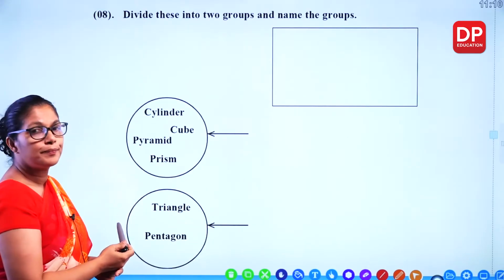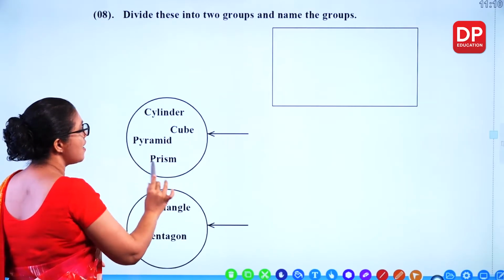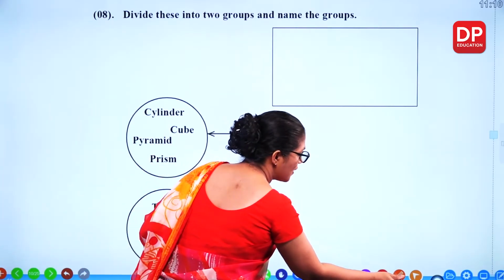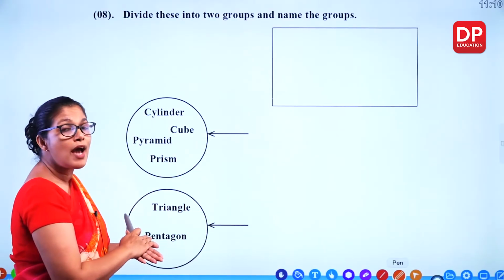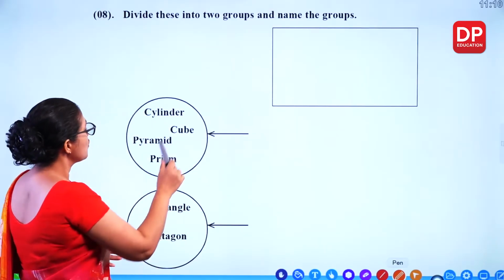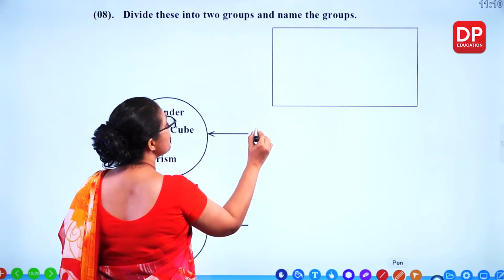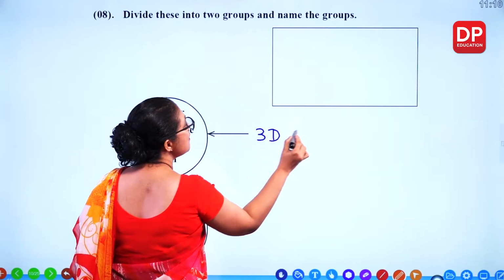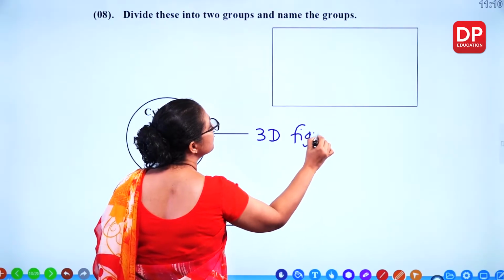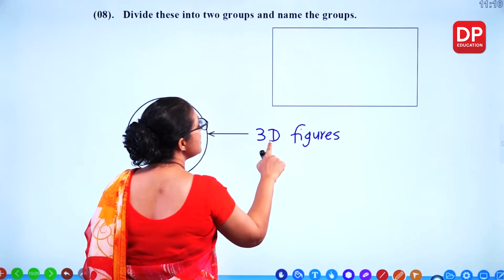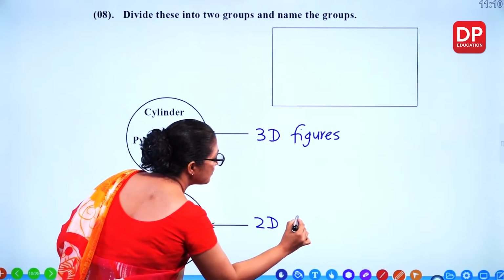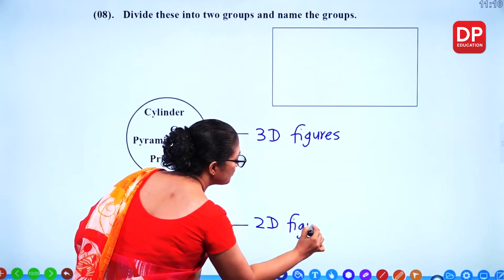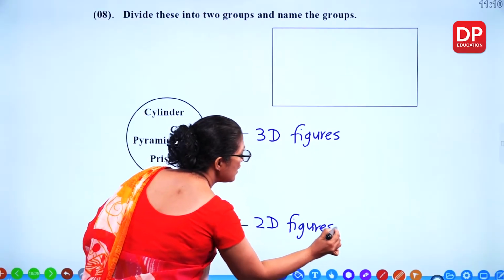What are those? These are three-dimensional figures and these are two-dimensional figures. So we can write these are 3D figures. D means dimensional. This is 2D figures. Two-dimensional figures.